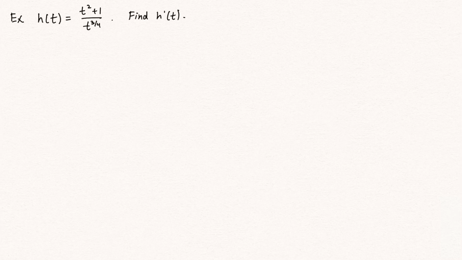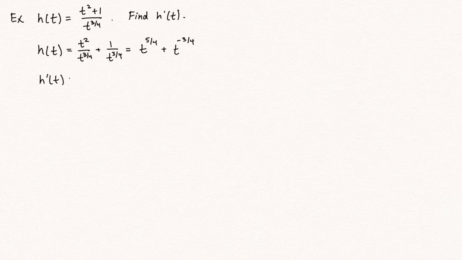Looking at this, the first thing I notice is that I can actually simplify this function. And how I do that is I'm going to break that fraction up to be t squared over t to the 3 over 4 plus 1 over t to the 3 over 4. And then this I can simplify out to be t to the 5 over 4 plus t to the negative 3 over 4. Okay, from here, notice that now taking a derivative of this function in this form just amounts to two power rules, right? So let's go ahead and apply the derivative now.